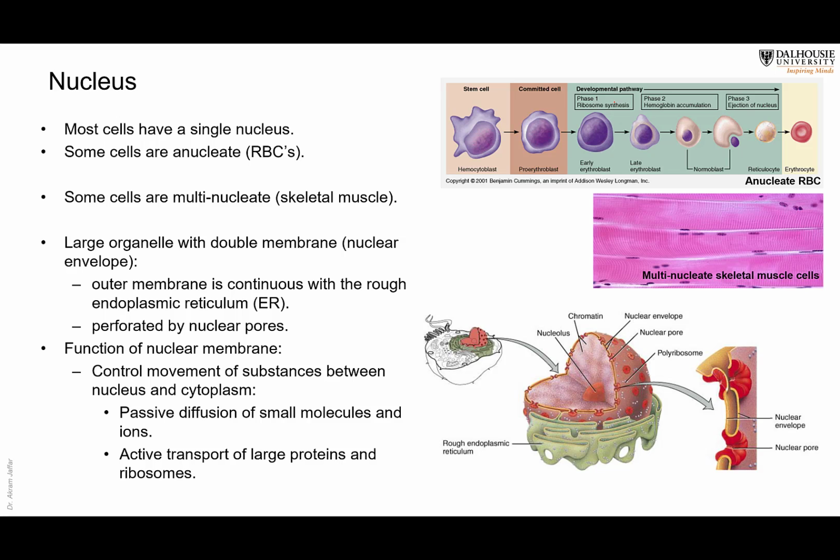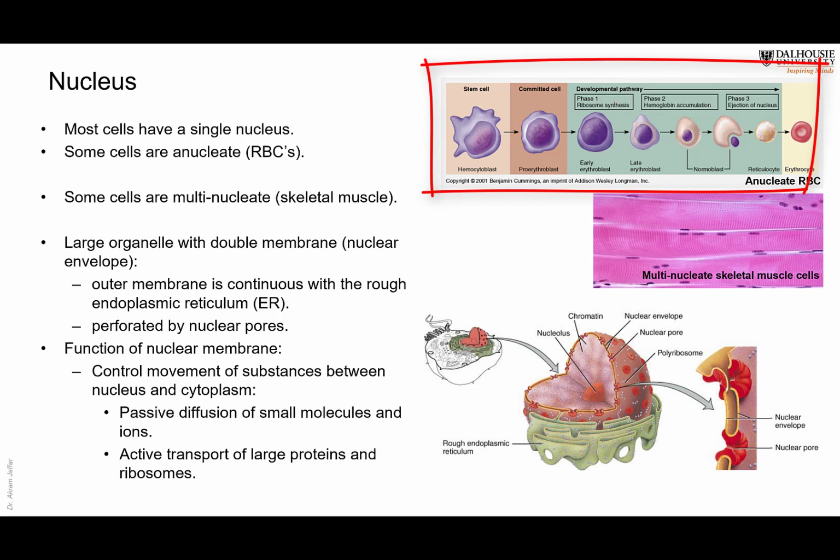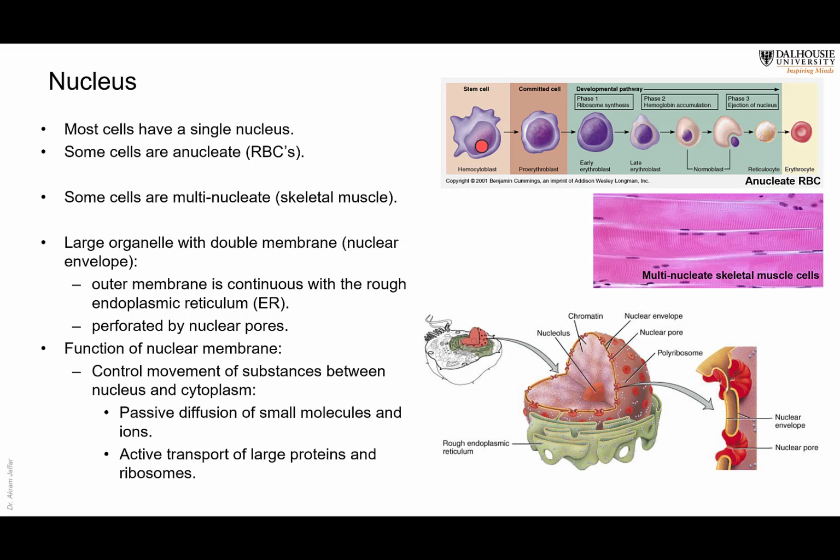But some of the cells have nuclei during part of their life, and then they lose their nucleus, like what happens here, for example, in the red blood cell. The red blood cell is produced in the bone marrow, and when it becomes mature, it will be pushed to the circulation. As it is pushed to the circulation, it's going to lose its nucleus and become anucleate. That's why, because there is no nucleus, it cannot repair itself, and it cannot replicate.